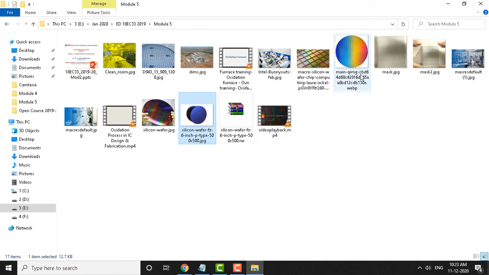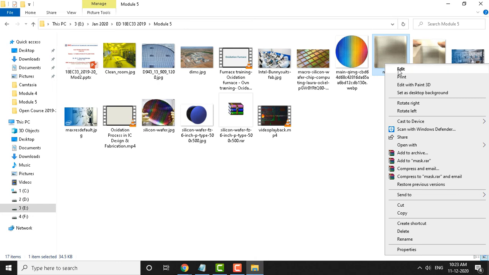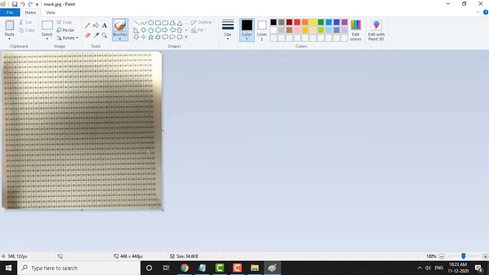This is what we have shown here, and this is a mask. I will come back to this mask later, but just have a look at it. Mask is very important in the IC fabrication. You can see this is a mask here.